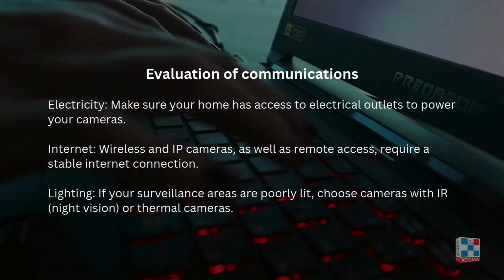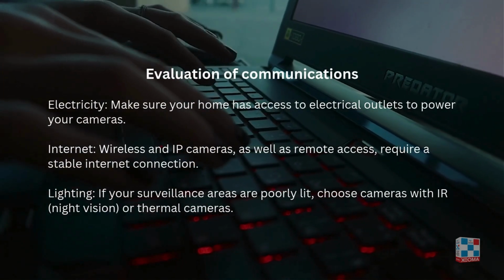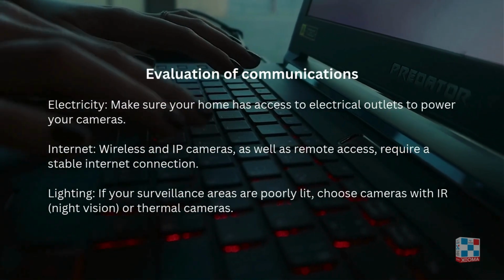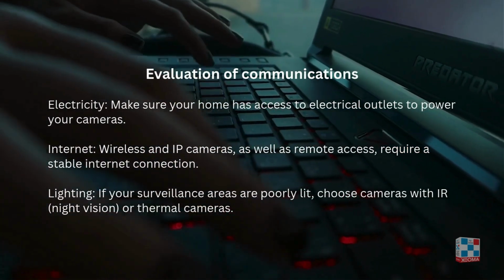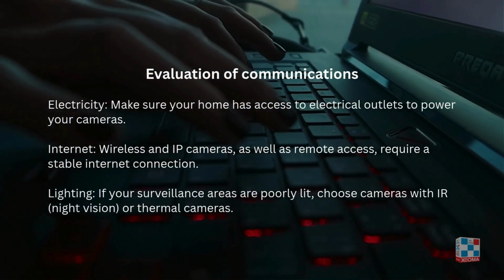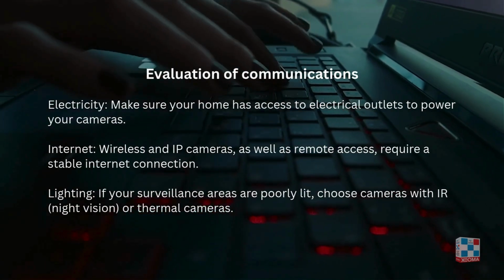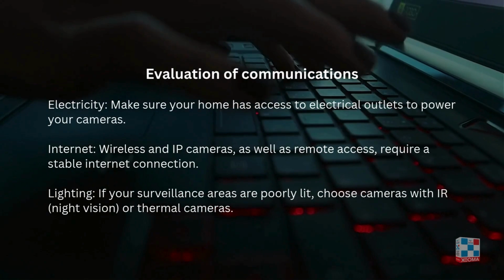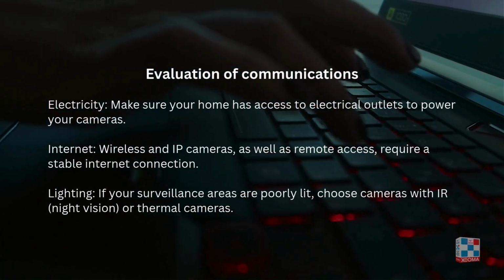Evaluation of communications. Electricity. Make sure your home has access to electrical outlets to power your cameras. Internet. Wireless and IP cameras, as well as remote access, require a stable internet connection. Lighting. If your surveillance areas are poorly lit, choose cameras with IR, night vision, or thermal cameras.